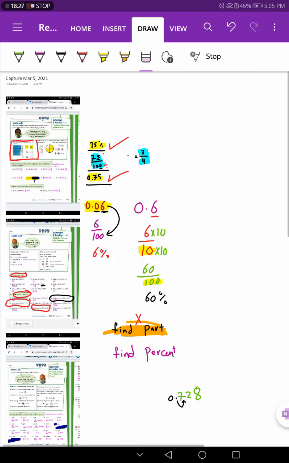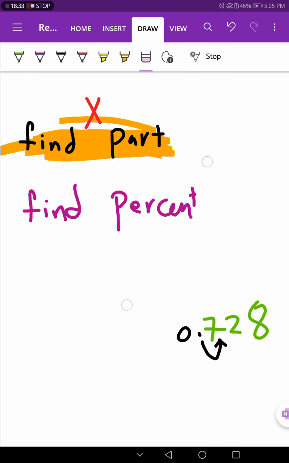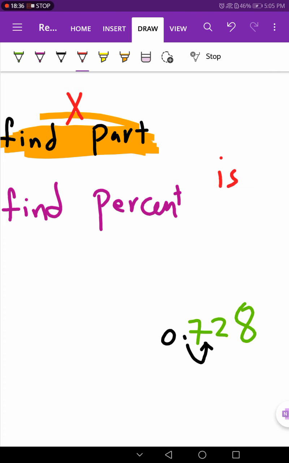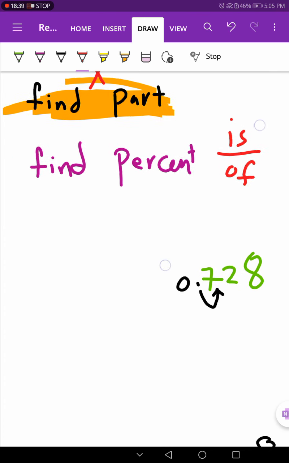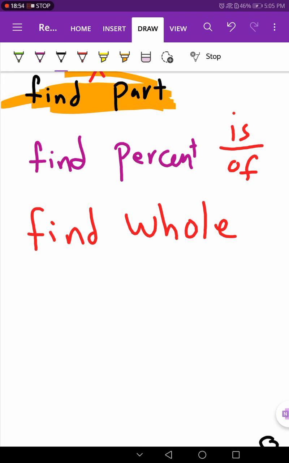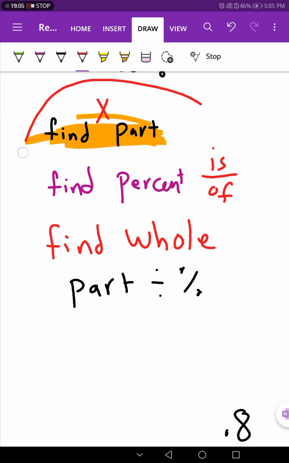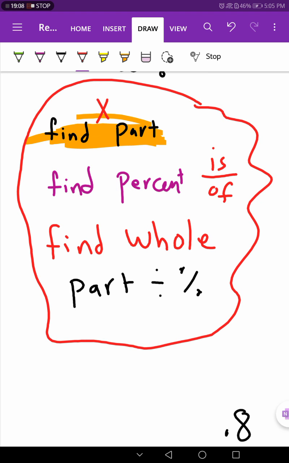Let us revise here. To find the part, we have to multiply. To find the percent, it is what after is over what after of. Now the last thing here is find whole. Let me change the color. Yes, find whole. And remember that to find whole, you divide part by percent. Yes, remember this. So this is very important, to stop confusion about the questions.